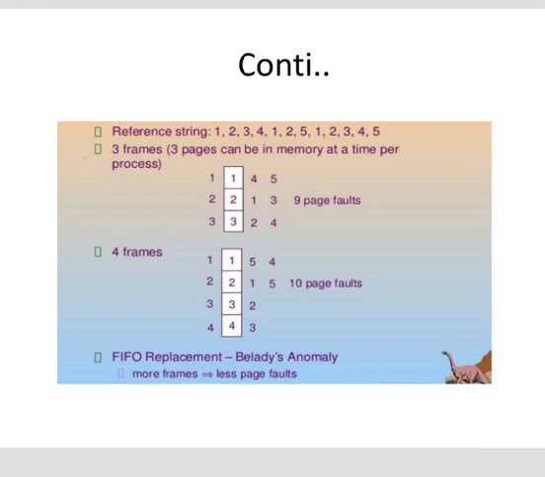The first two references cause a page fault and are brought into the empty frames. The third page reference, 2, does not cause a page fault, so the page number is already present in the memory.